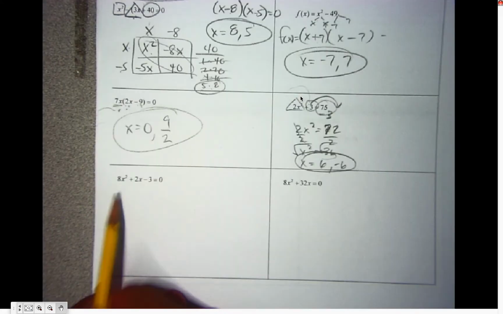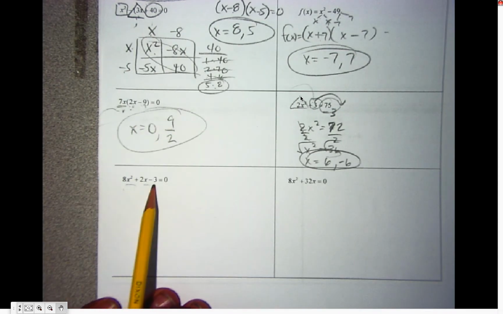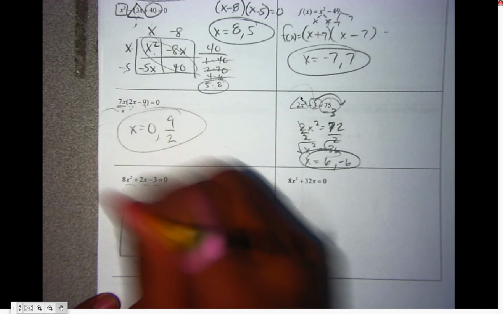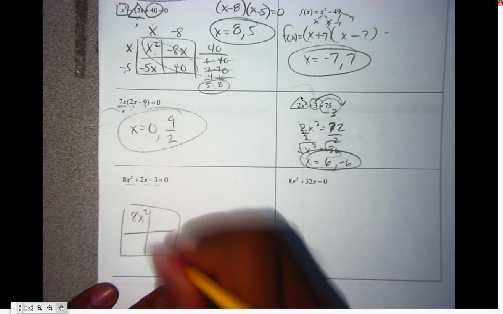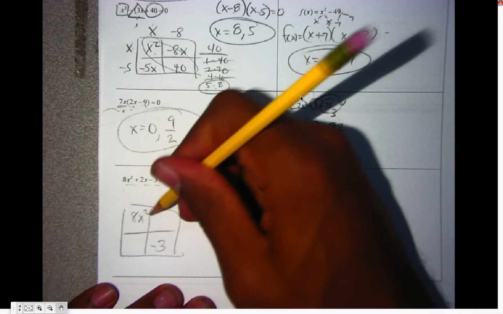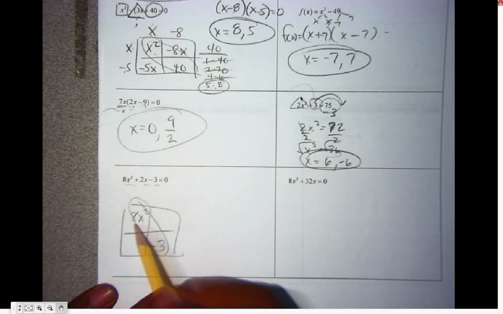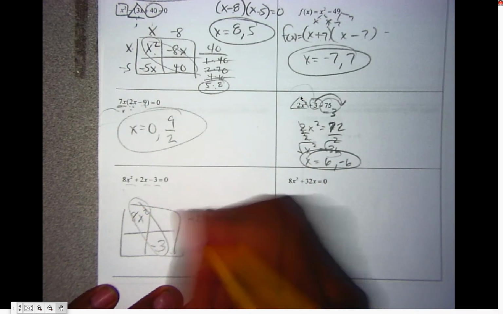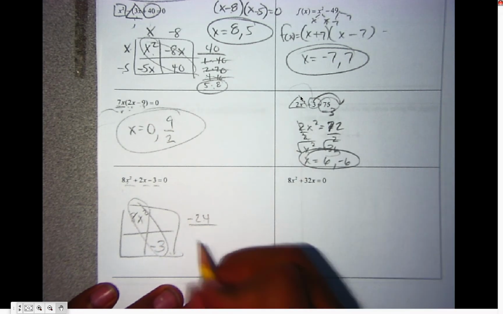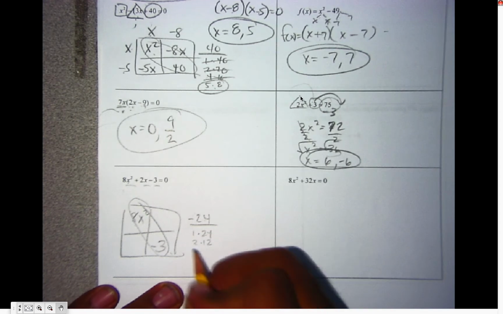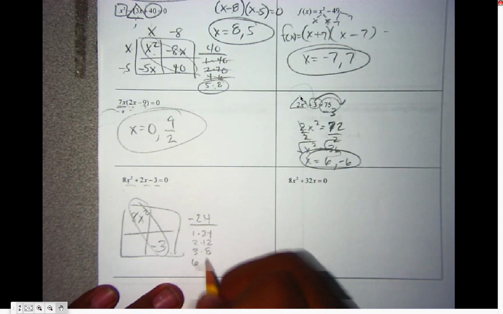Okay, now again, just like this one, 3 different numbers. X squared, x, and no x. So box, first number, last number. Remember, multiply these two. 8 times negative 3, that's what goes here. Okay, so now what two numbers give me minus 24? Okay, well, there's a lot of them. 1 times 24, 2 times 12, 3 times 8, 6 times 4.